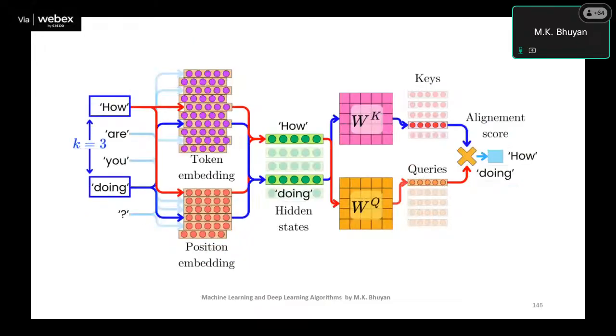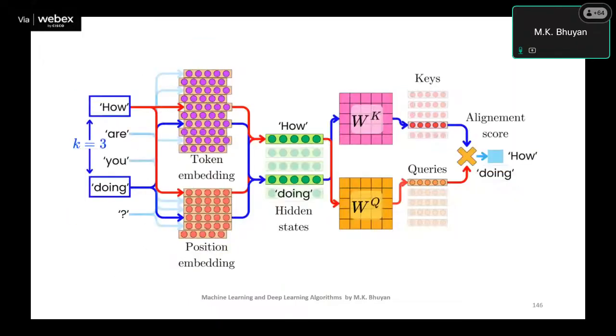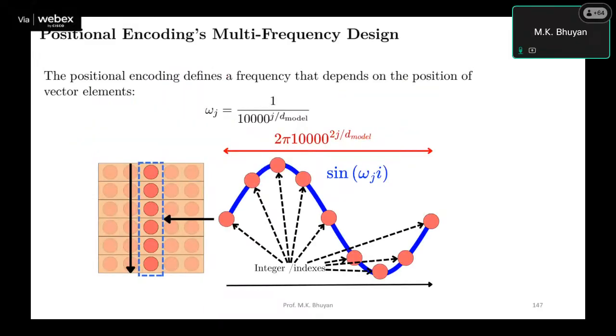But that is why we have to consider the positional encoding. First we consider the token embedding and also the positional embedding. After this we determine the keys and the queries, multiply them, and find the alignment scores. And this is the concept of the positional encoding, the multi-frequency design.